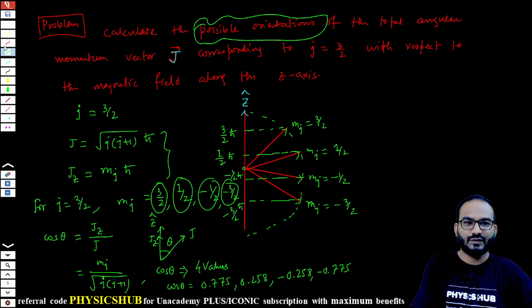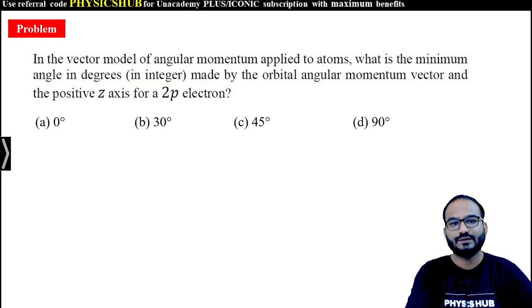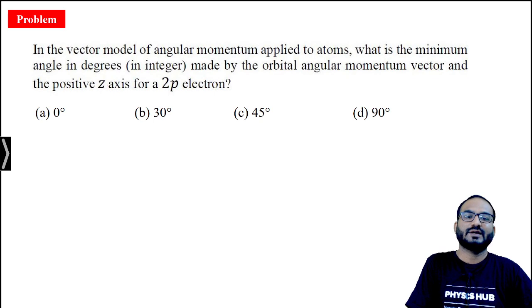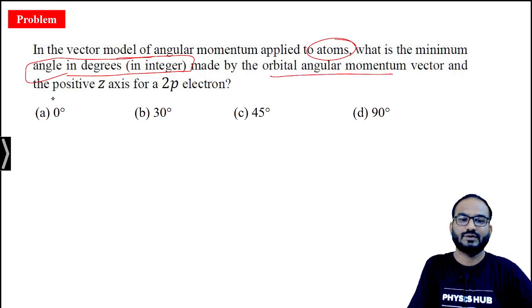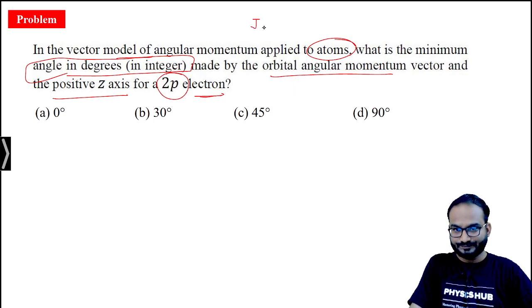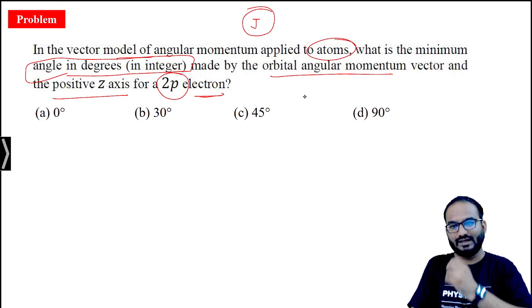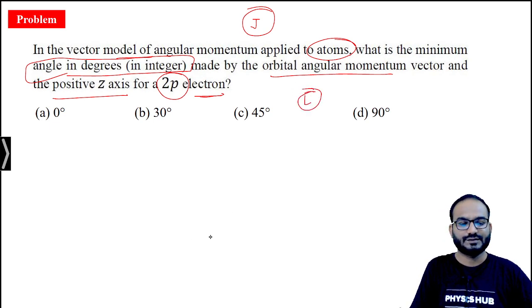Now I am giving you one problem as homework. You can do it at home and you can let me know the answer in the comment section. In the vector atom model, the angular momentum applied to an atom, what is the minimum angle in degrees in integer made by the orbital angular momentum vector and the positive z-axis for a 2p electron? So you can consider it like the way we did it for J, same thing will go for L. Okay, so do it and you can let me know in the comment section.